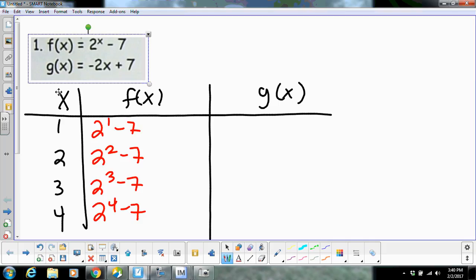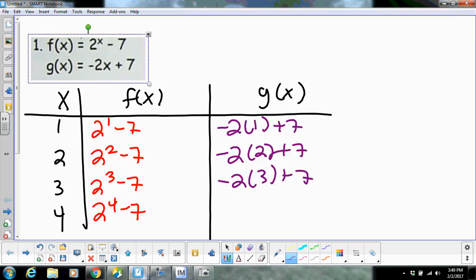And first thing I'm doing is I'm just filling in my numbers. And remember, at this point, I don't know how many I need. So I just wrote the first 4 to begin with. If I need further than 4, then I will go further than 4 with that. All right, 2 to the first is 2. 2 minus 7 is negative 5. Negative 2 times 1 is negative 2. Negative 2 plus 7 is positive 5.